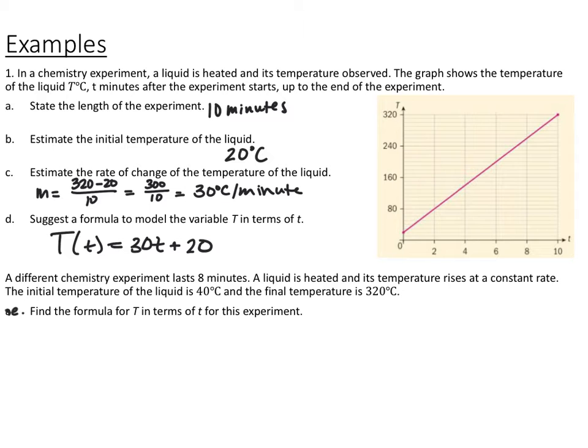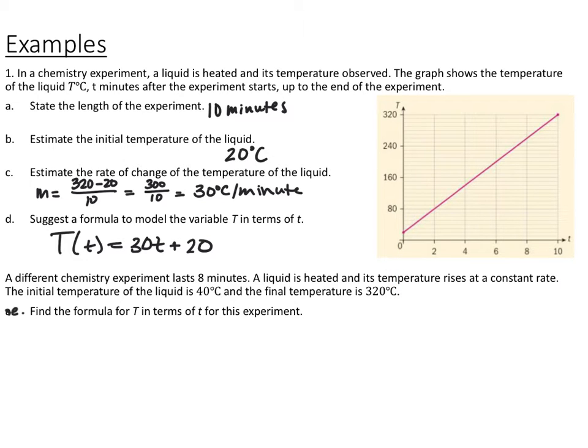Part C says to estimate the rate of change of the temperature. So it ended at 320 degrees and it started at 20 degrees, and it took 10 minutes to do that. So I set up a little slope formula here. It changed 300 degrees over 10 minutes, so that would be 30 degrees Celsius per minute. Then for part D, suggest a formula, so I wrote a little function here. The rate of change was 30 times t because it's per minute, and then plus the initial temperature of 20 degrees.